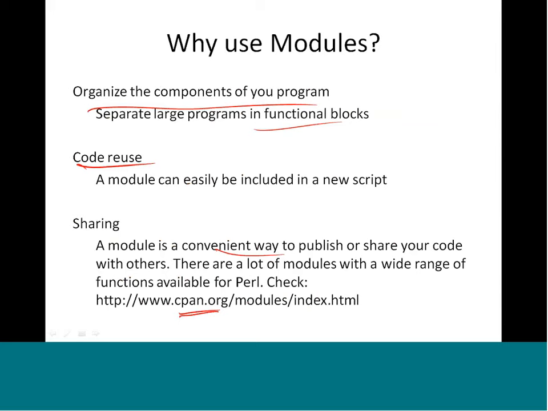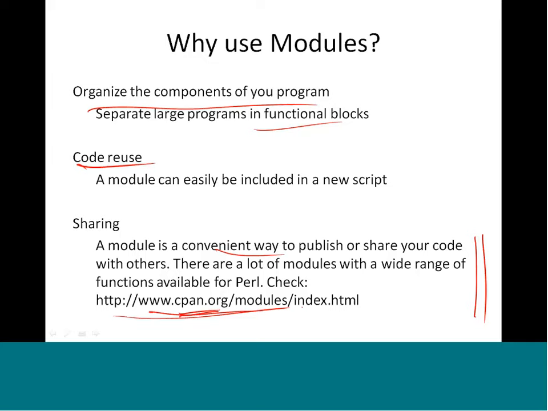And then we talked about why we use modules. Again, the three reasons that we outlined are: one is to organize the components of your own programs. Then to promote code reuse, where you develop once, share it, and then use it many times. And then sharing the code with others. This is the key thing for how a collaborative design environment can be developed. And these functions are all available in cpan.org, which is an archive.